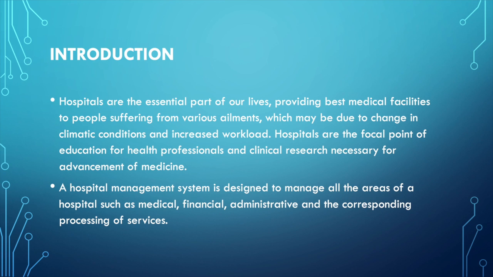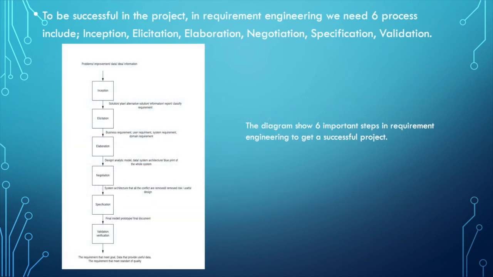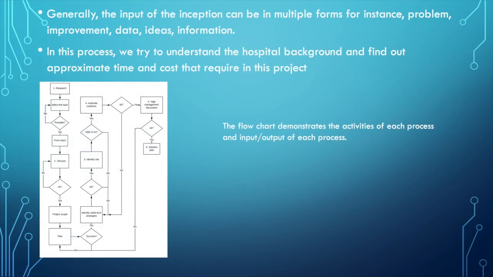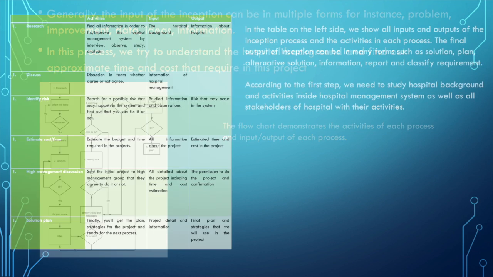So in order to be successful in the project, we need 6 processes including inception, elicitation, elaboration, negotiation, specification, and validation. So about inception, generally the input of inception can be in multiple forms, such as problem, ideas, data, and information. For this project in inception process, we need to study the hospital background in order to get plan and strategies. The picture shows you step by step how we get the solution or strategy.